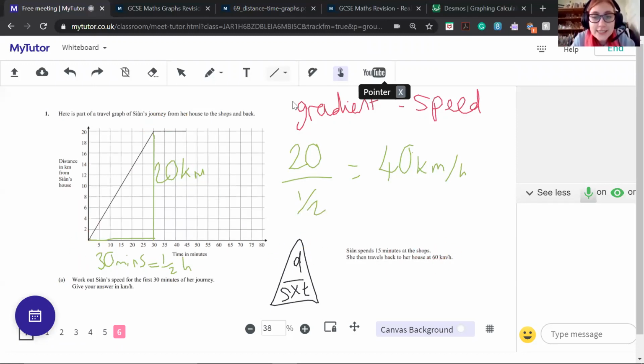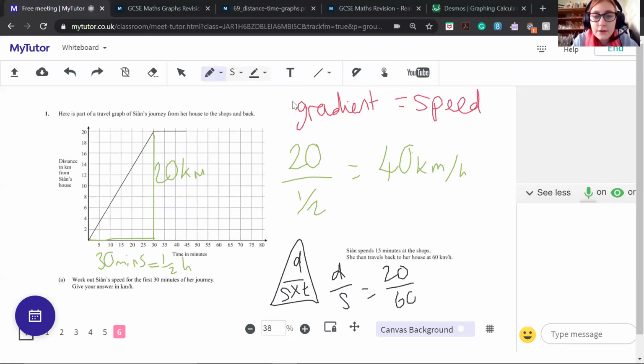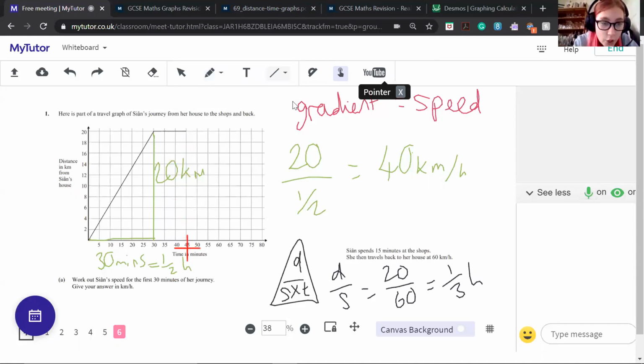And she does that at 60 kilometers per hour. So we know that the distance is 20 kilometers and the speed is 60 kilometers per hour. So that means that the time is distance over speed, which is 20 divided by 60, or 1/3 of an hour. And 1/3 of an hour is 20 minutes. So we know that she gets back in 20 minutes. So if she sets off at this 45-minute mark, 5, 10, 15, 20, she'll get back at 65.